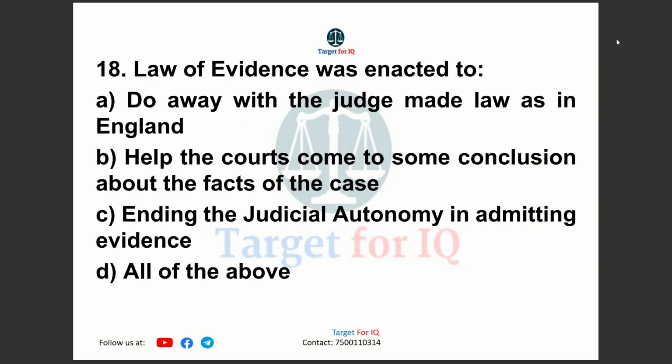Question number 18. Law of evidence was enacted to option A, do away with the judge made law as in England, option B, help the courts come to some conclusion about the facts of the case, option C, ending the judicial autonomy in admitting evidence, and option D, all of the above. So the correct answer to question number 18 is option B, that is, law of evidence was enacted to help the courts come to some conclusion about the facts of the case.